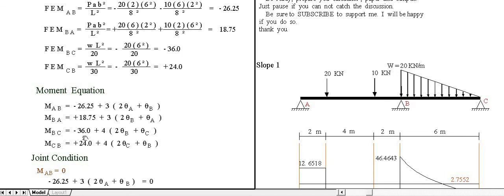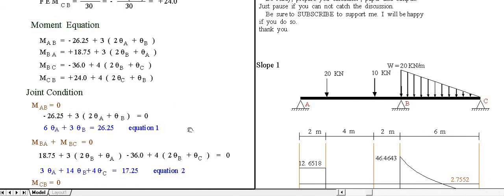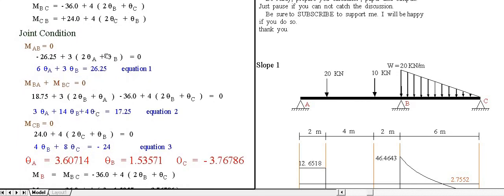Moment BC, fixed end moment of minus 36 plus the relative stiffness factor 4 times 2 theta B plus theta C. The order of the letters is followed here, B and C. Then moment at CB, fixed end moment of 24 plus 4 times 2 theta C plus theta B. Now another thing that you have to follow is the joint condition.